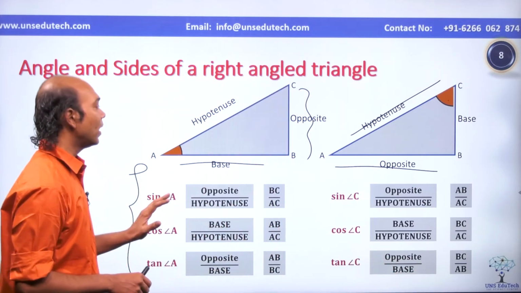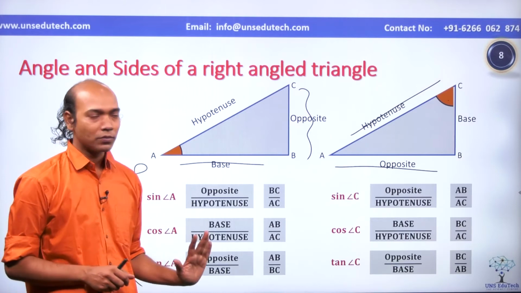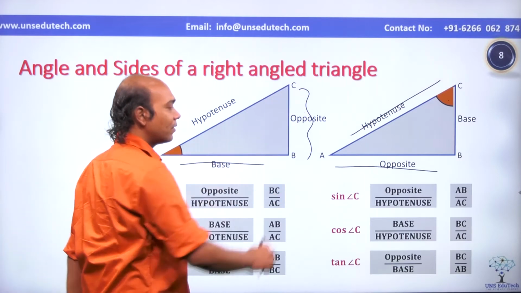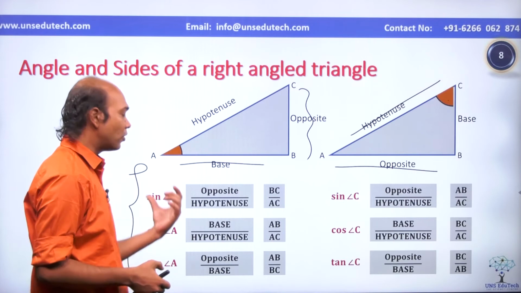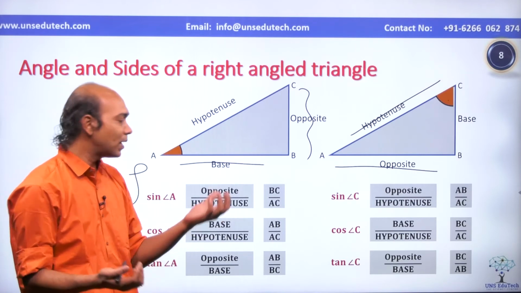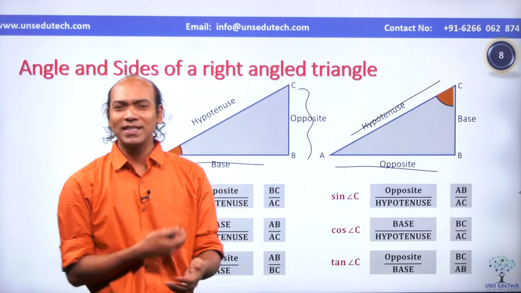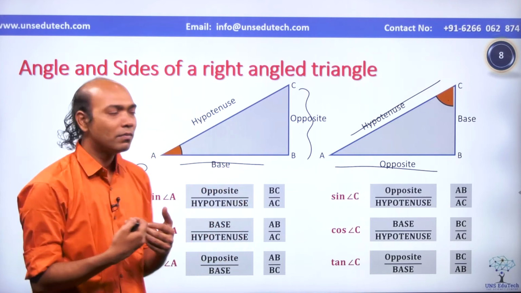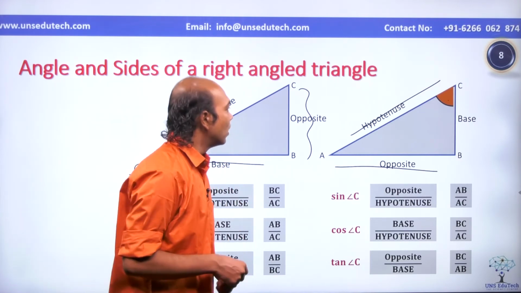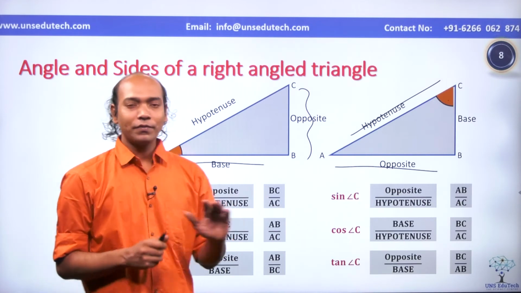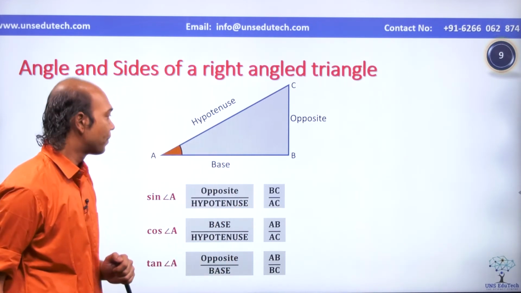So this is the way we have to calculate the sine value. If any side's length is given, take the ratio, find the value of sine A. If sine A is given, just multiply by AC, you calculate BC and so on and so forth. We'll solve some problem at the end. Now we calculate all the first 3 trigonometric ratios.